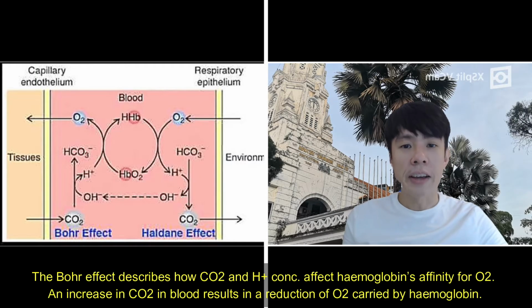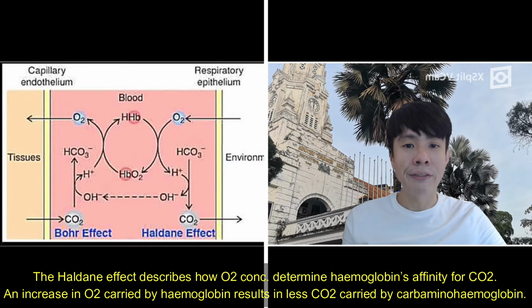The Bohr effect. The Bohr effect describes how carbon dioxide and H+ concentrations affect hemoglobin's affinity for oxygen. An increase in carbon dioxide in blood results in the reduction of oxygen carried by hemoglobin.